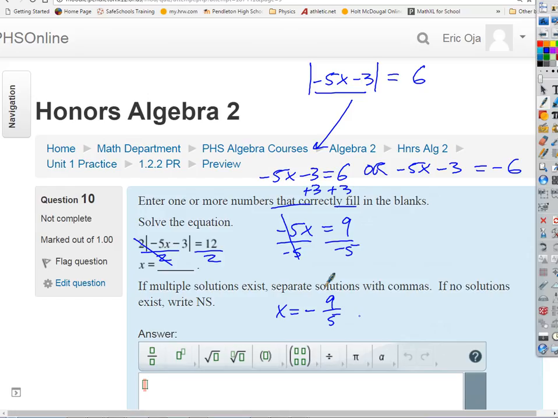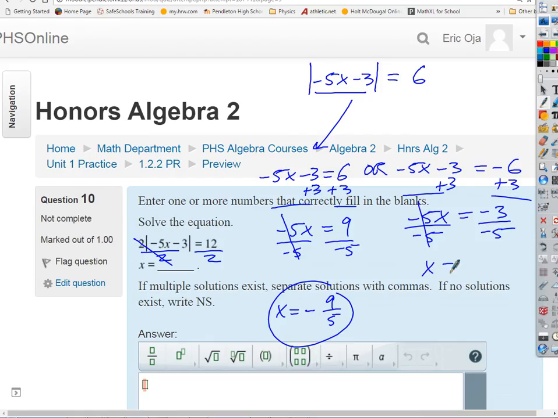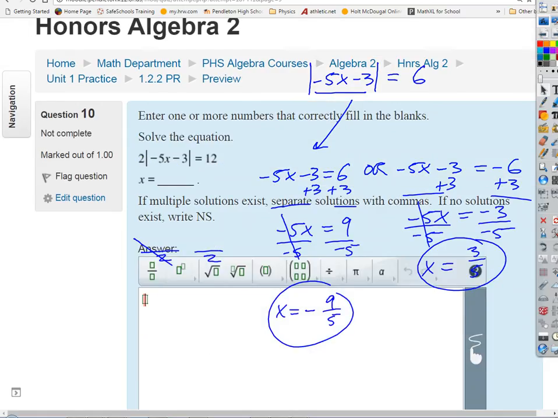So there's one answer. Over here, add 3, and we get negative 5x equals negative 3. Divide both sides by negative 5. x equals negative over negative is positive 3/5.